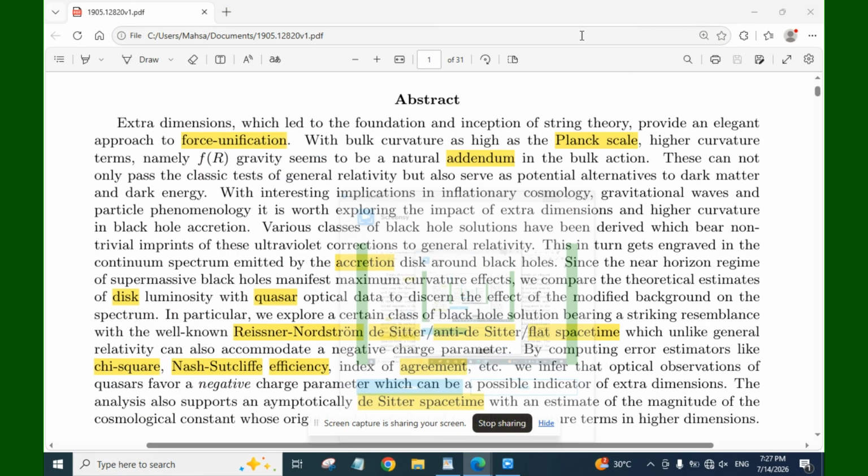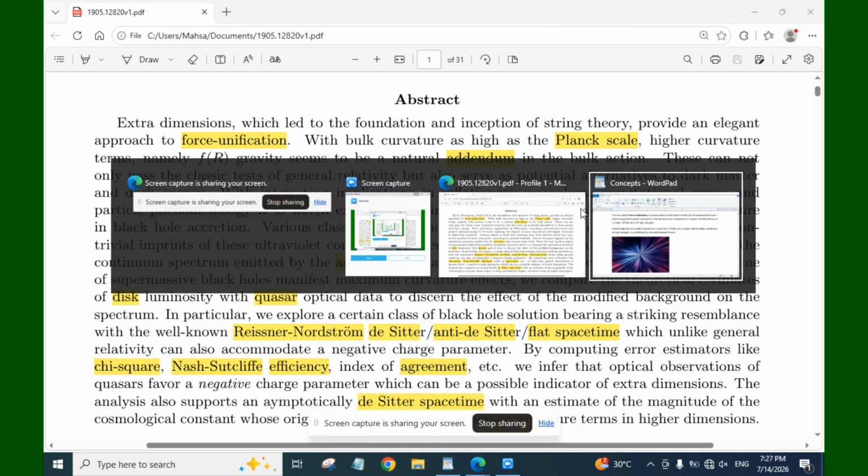In the name of Almighty God, I am Master Sankoshi, and today I want to describe the difficult phrase here in this literature: extra dimensions, which led to the foundation and inception of string theory, provide an elegant approach to force unification. So I want to describe a little about force unification.